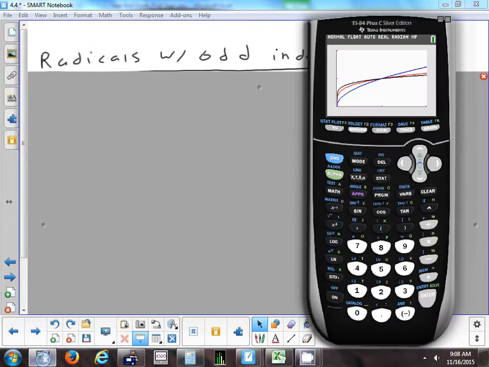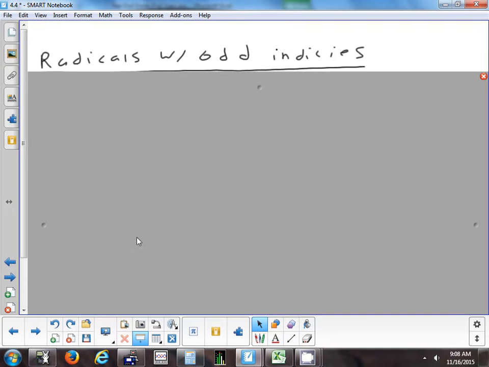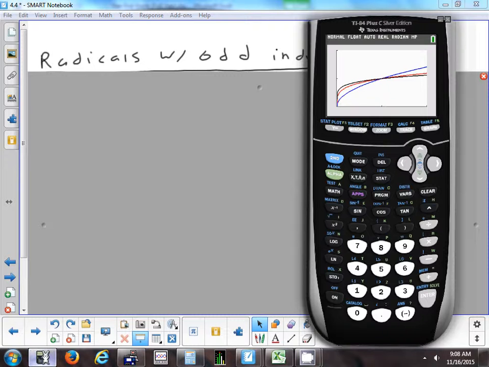All right, now let's take a look at odd roots. Okay, I'm going to do the same kind of thing. This time I'm just going to graph, let's say, a 3rd root and a 5th root. All right, so I'm going to type in 3, math, 5, okay, and 5th root, math, 5. Okay, we'll start with zoom 6 and see what that looks like.